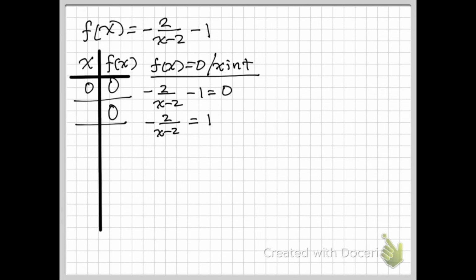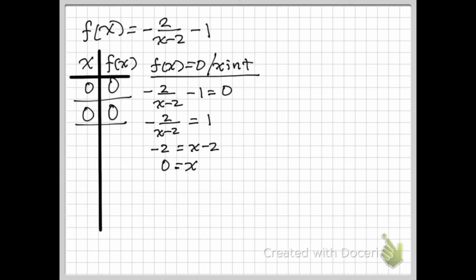Multiply through, I'm going to just keep the negative with the 2, and then I'll multiply by the x. So that'll be x minus 2 times 1 is x minus 2. Add 2 to the other side, and I get x equals 0. So that seems to be it. I got another 0, 0. I didn't get some other x-intercept out of that. So the x-intercept matches the y-intercept, and that's all there is as far as intercepts go.